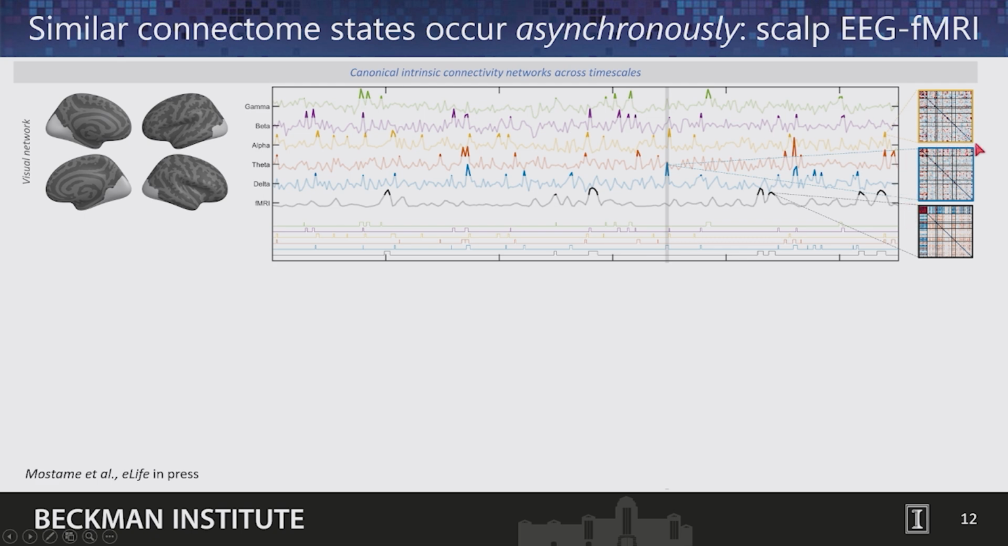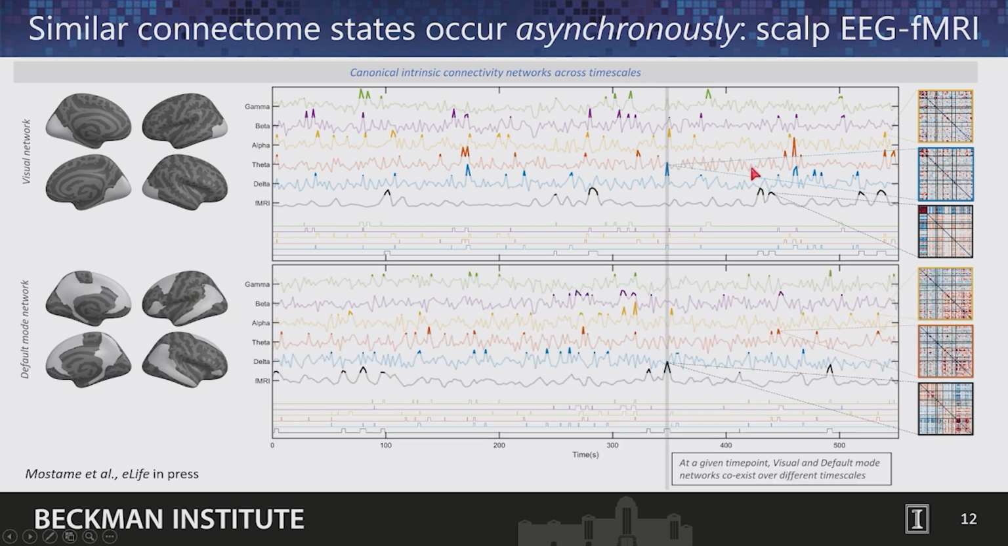And we do see spatially similar patterns in the different EEG frequency bands, a bit noisier, but you can kind of make out the visual network here. But what's interesting is that the time points of particularly high correlation with the visual pattern do not seem to bear any temporal relationship between the different time scales of connectivity.